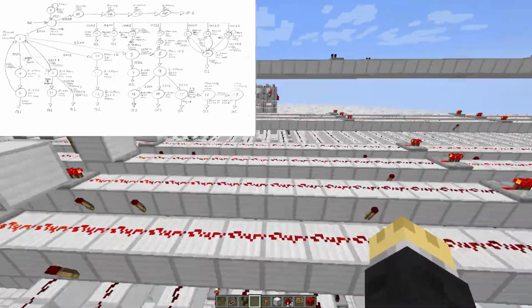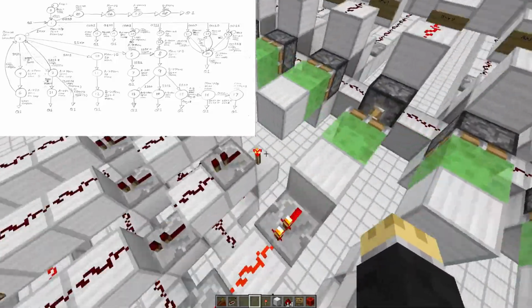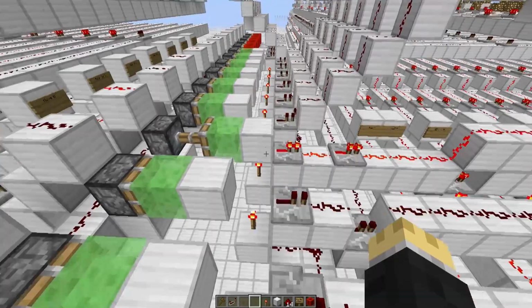So, yeah. And then, of course, you may have noticed, real quick, I just want to go into this detail here. You may have noticed this funky circuit.